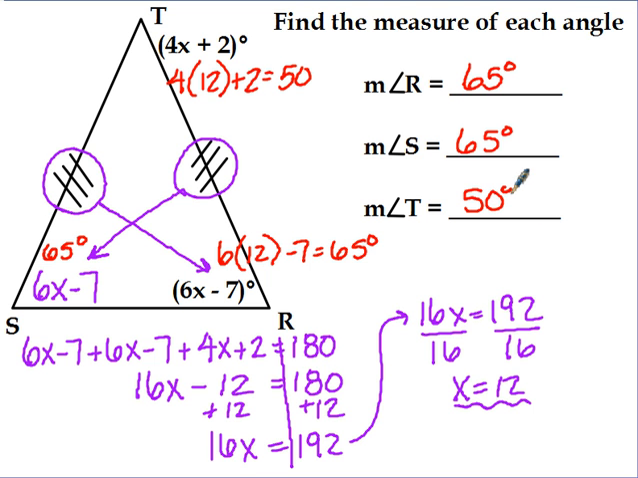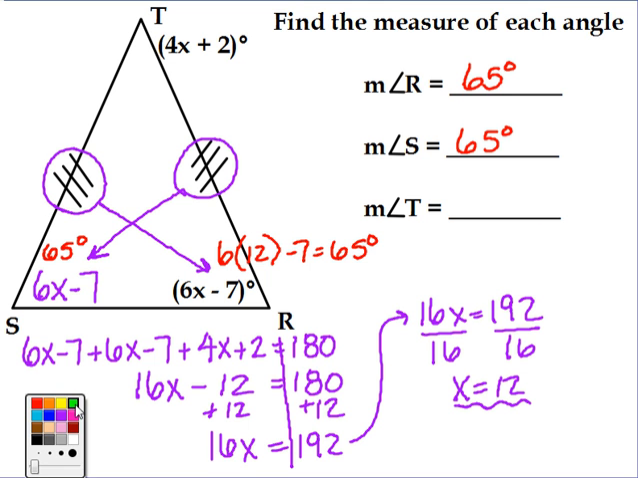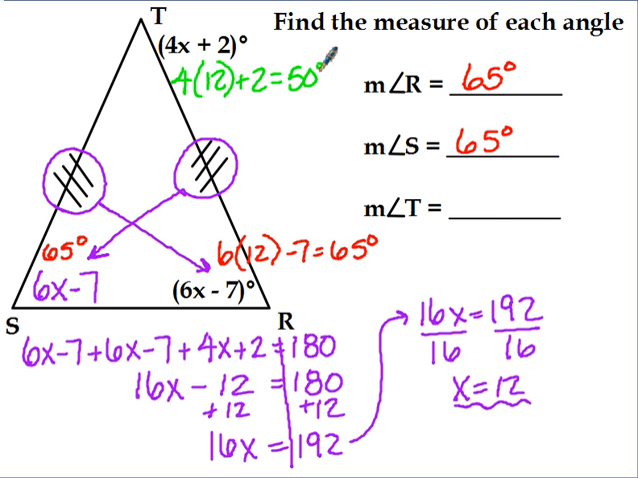Although I see on my notes I used green for that, so I'm going to erase this and just rewrite it in green so that you can see the difference. There we go. Sorry for that. So 4 times 12 plus 2 equals 50 degrees. So t is 50 degrees.